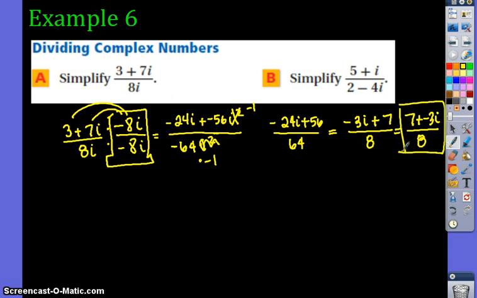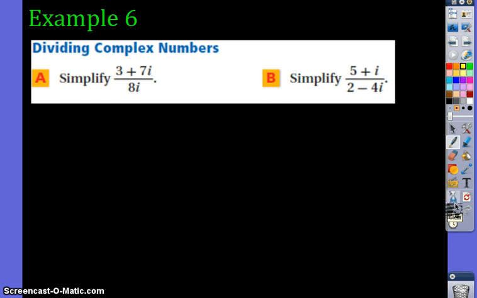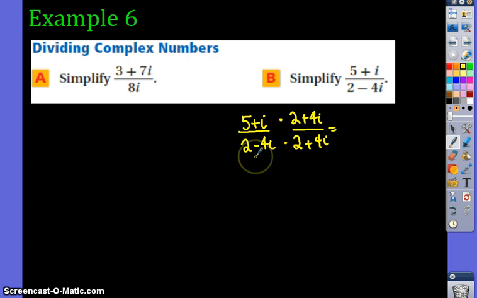All right, and then let's do B. I realize I went into the space for B. I'm going to erase it. So we have 5 plus i divided by 2 minus 4i. So again, we need to multiply by the complex conjugate, which would be 2 plus 4i, 2 plus 4i. All right, and so we wind up with a little bit of FOILing to do.